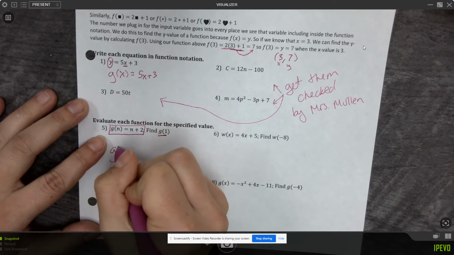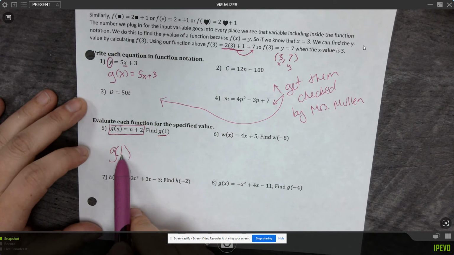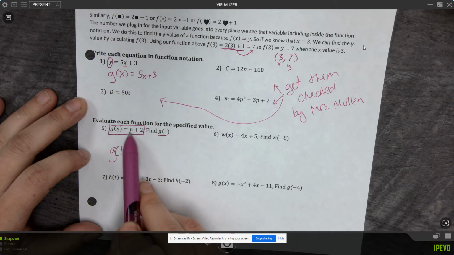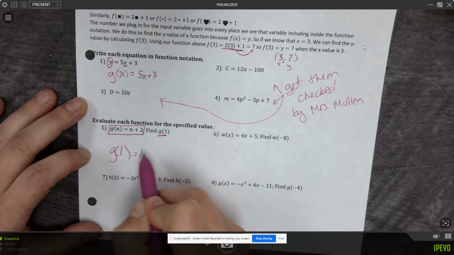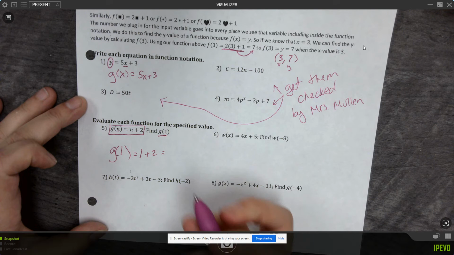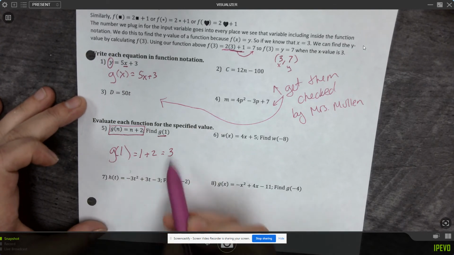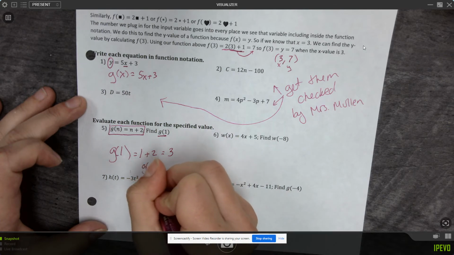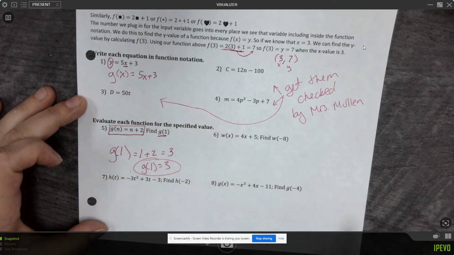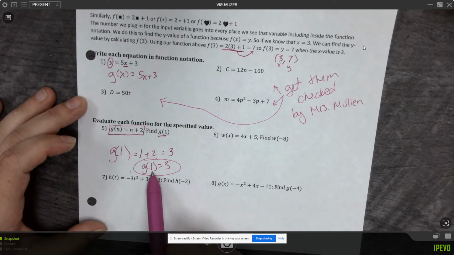So to find g of 1, since I replaced this n with a 1, I need to replace this n with a 1. And then I'm going to keep the rest of the function the same. 1 plus 2. 1 plus 2 is 3. There's your answer. g of 1 equals 3. If I wanted to write this as a coordinate point, 1 is your x value and 3 is your y value.